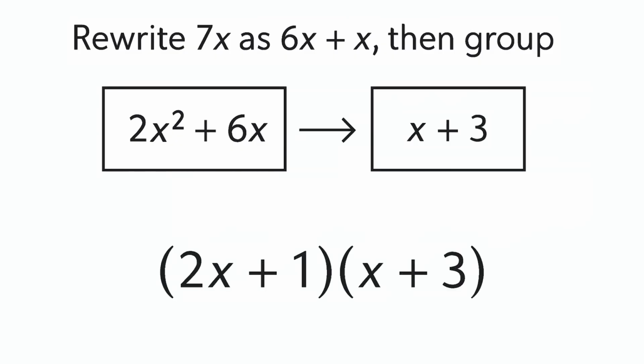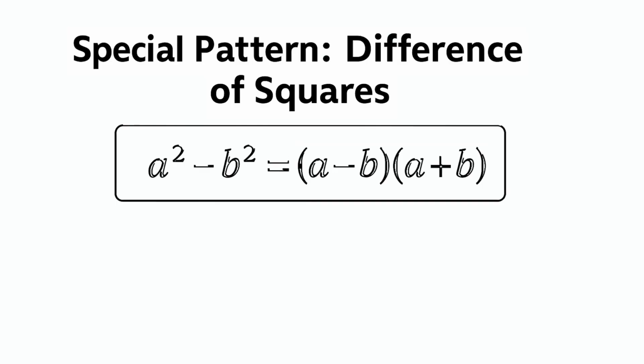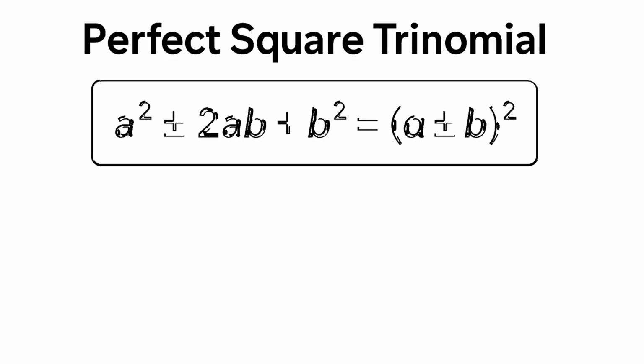Finally, special patterns. Difference of squares looks like a squared minus b squared. It always factors to a minus b times a plus b. For example, x squared minus 9 is x squared minus 3 squared. So it becomes x minus 3 times x plus 3.